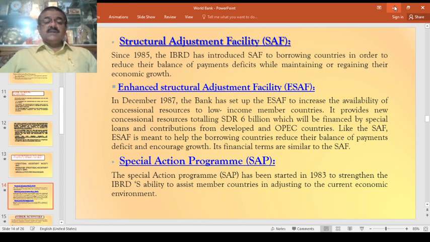Special Action Program, that is what I said, SAP. The Special Action Program was started in 1983 to strengthen the IBRD's ability to assist member countries in adjusting to the current economic environment.